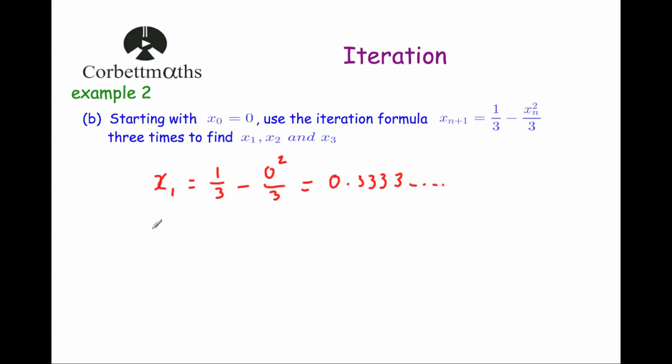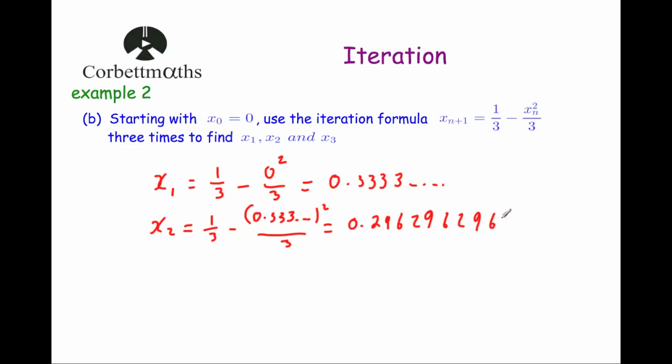Okay. x2, so we're going to put our value for x1 into the iteration formula in here, and we're going to work out our x2. So that's going to be a third minus 0.333 and so on squared divided by 3. And when we type that into the calculator and press equals, we get 0.2962962929 and so on. Okay, so that's our value for x2. We're now going to put that into the iteration formula and work out our x3.